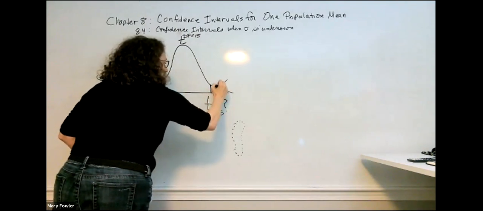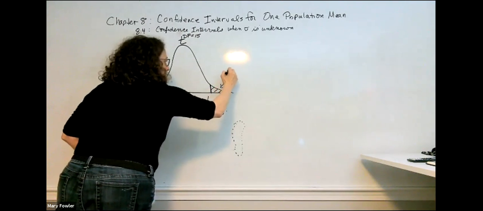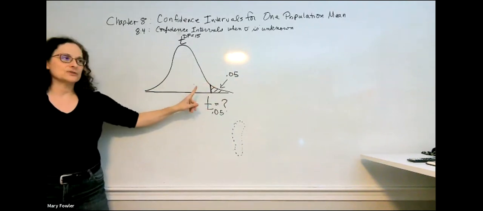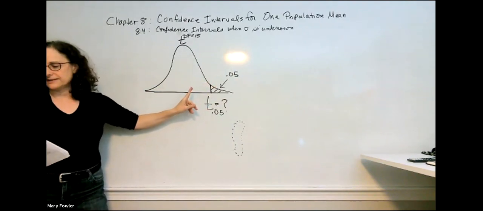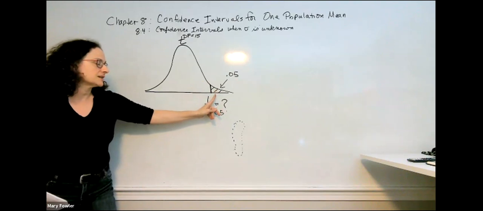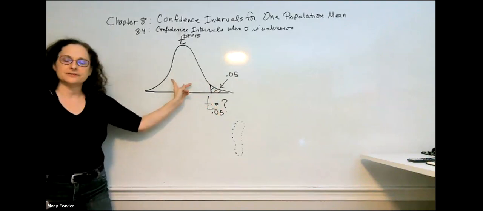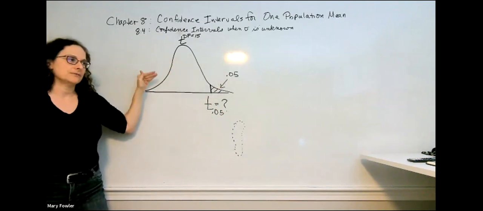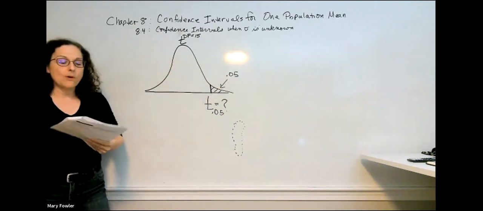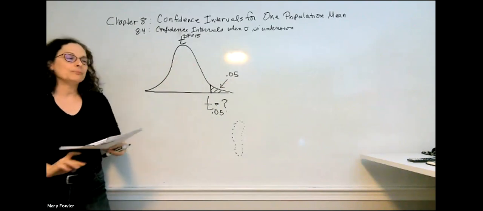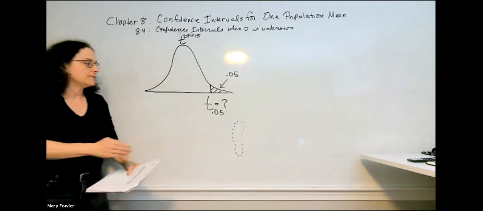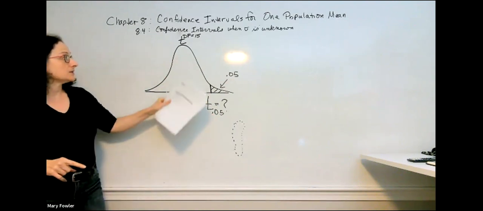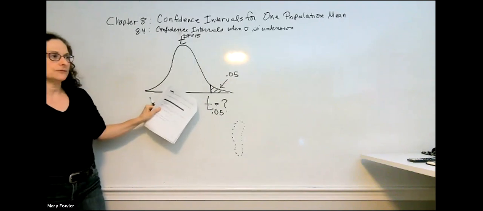We know the area to the right is 0.05. My little comment there was that it's also the 95th percentile because the area to the left is 0.95, because 1 minus 0.05 is 0.95. But that really wasn't the point of the exercise. We're going to go over to the table and find that value of T that has 15 degrees of freedom and 0.05 to the right.